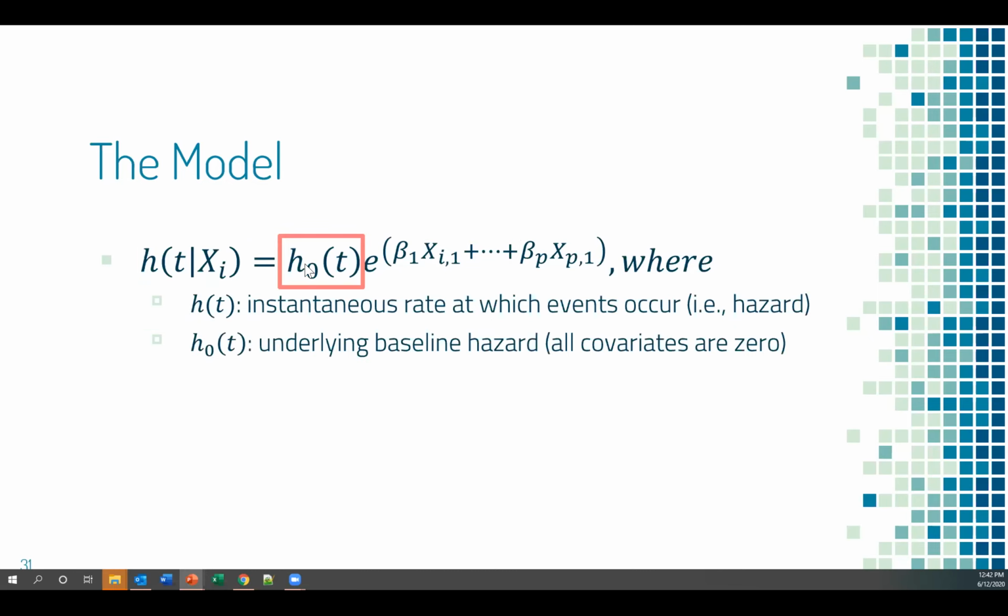This H naught t is your baseline hazard risk. So essentially, like in a normal linear model, where you have y equals mx plus b, you always have an intercept. And you can think of this as an intercept, where all the other covariates are 0, and what we're left with is just this baseline hazard. Okay, so if all these are 0, e to the 0 is 1, so this is what you're left with.